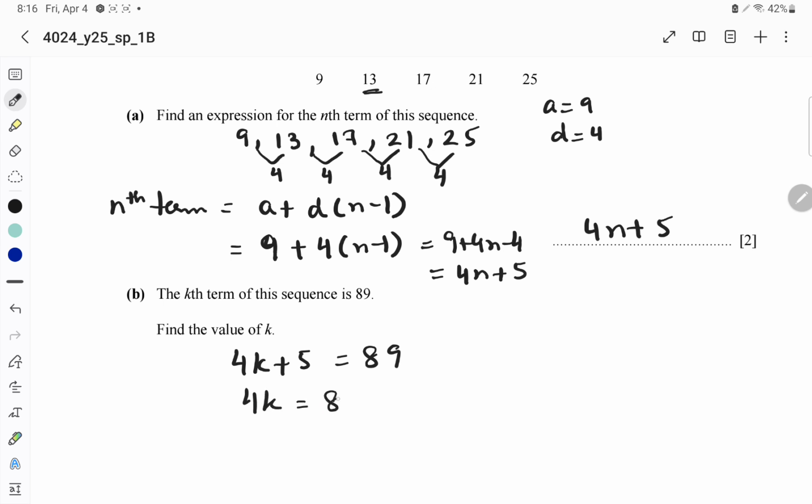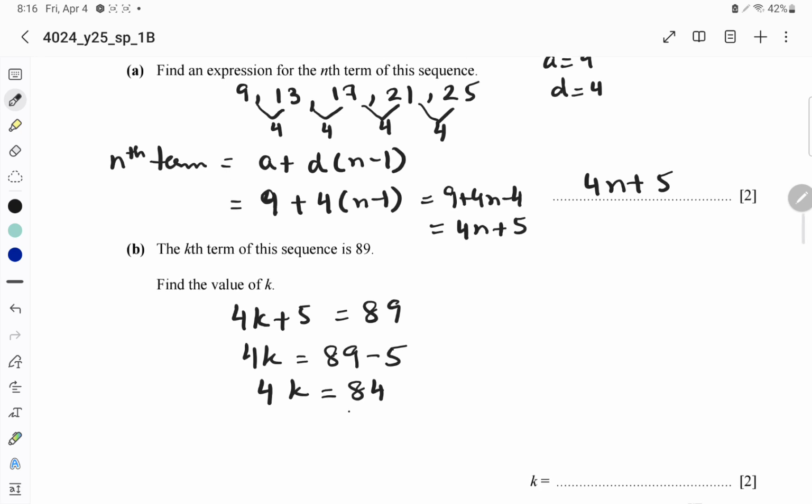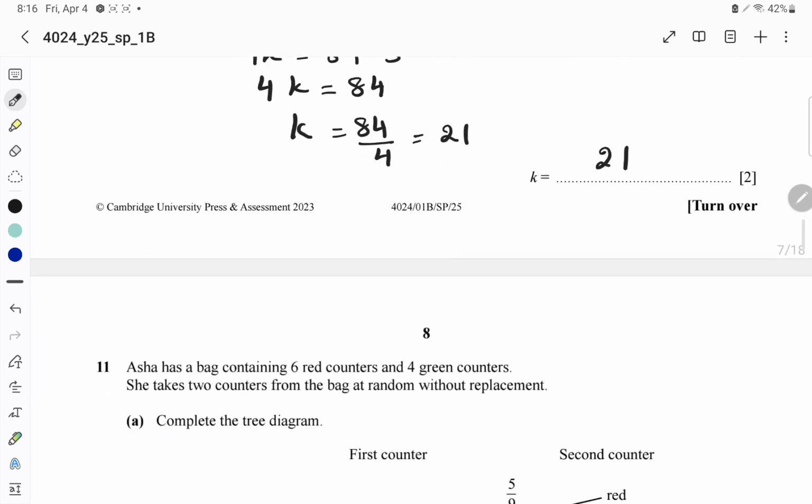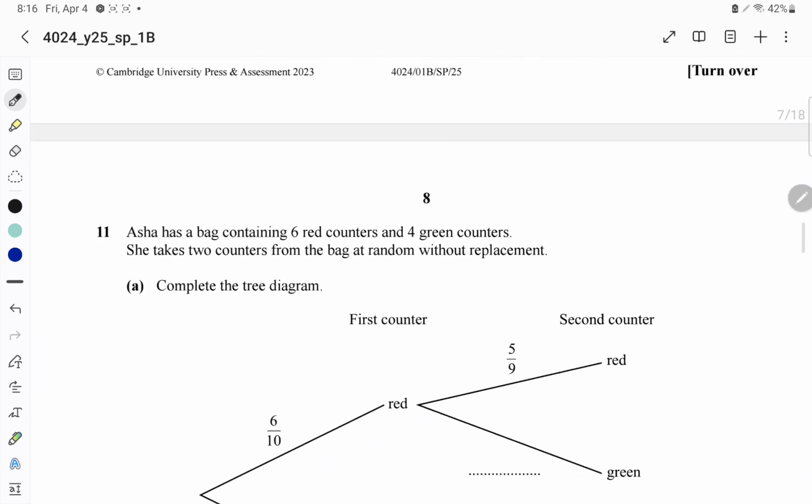4k is equal to 89 minus 5, and 4k is equal to 84. So that is becoming 4k over 4, so k is equal to 84 upon 4. 4 2s are 8 and 1. 21 is the value of k. Alright. Okay, this was a 2 marks question.